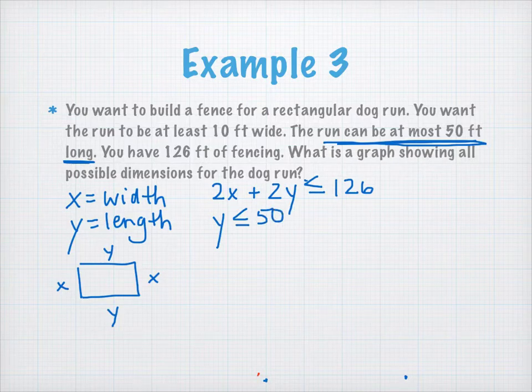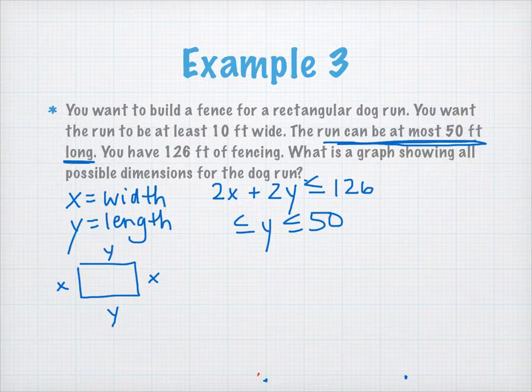Let's do something real quick. Can I erase that? Oh, good. Let's make it a compound inequality. Because yes, y has to be less than or equal to 50, but it also has to be greater than or equal to something else. Now, what would be the lowest limit for the length of the dog run?